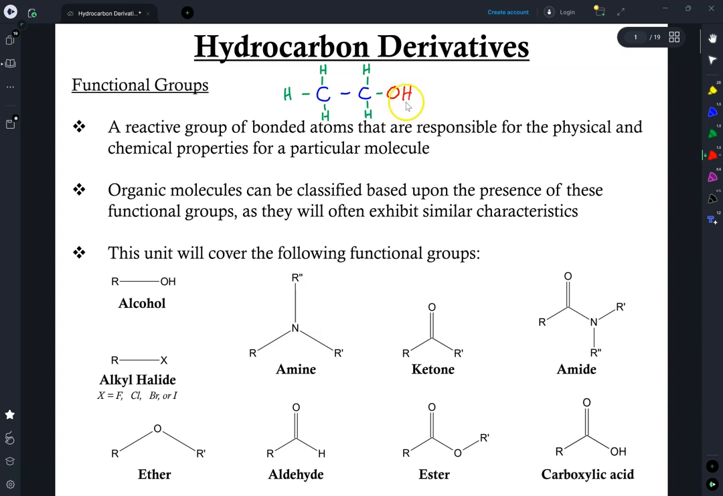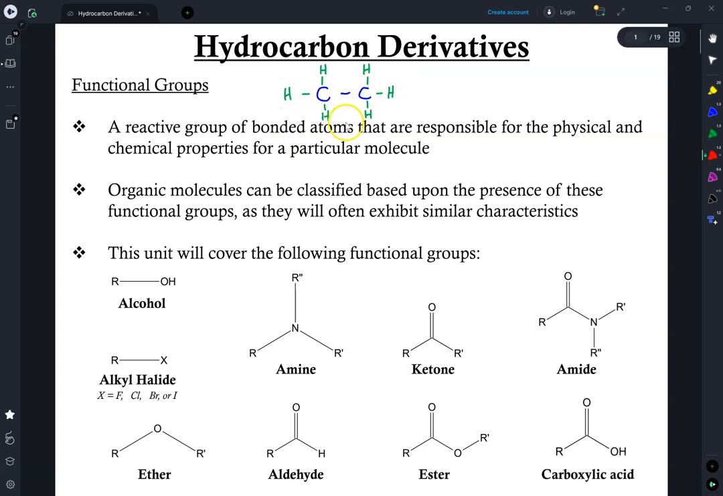In this case, by adding an OH group, replacing the hydrogen with the OH group rather, we end up with an alcohol, with this specific example being ethanol. Now this ethanol molecule has very different properties than the original ethane hydrocarbon.